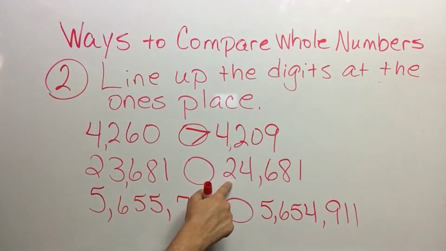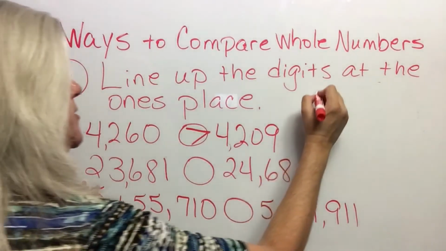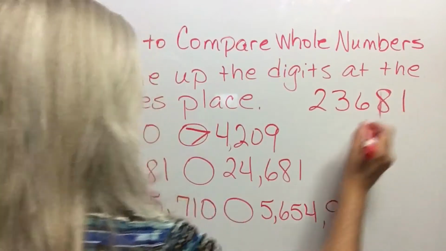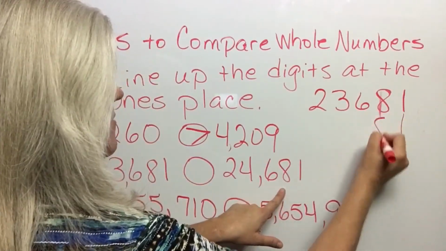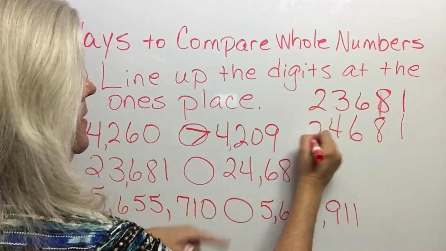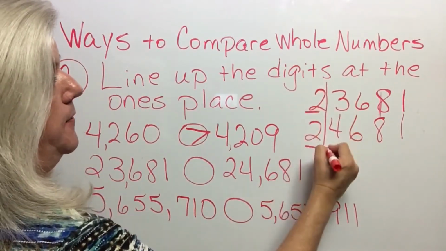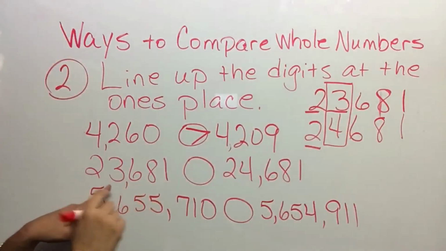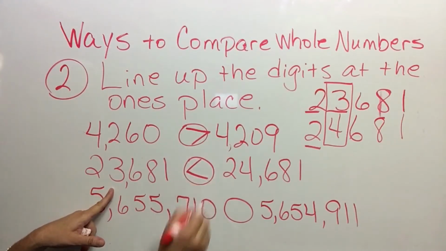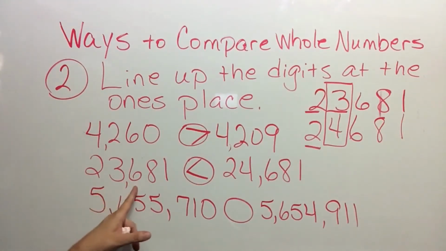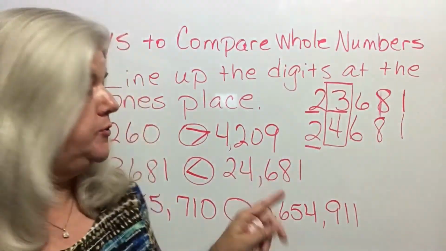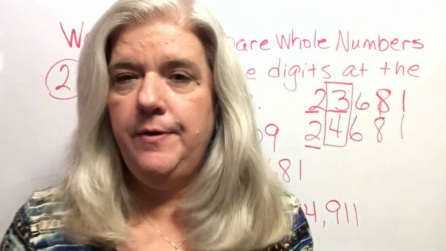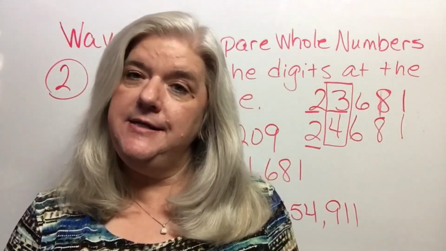Now we're going to compare 23,681 with 24,681. So I'm going to write my numbers. Whoops. And then I'm going to start with the ones and put everybody under the matching. The 2s are the same, but the 3 and the 4 are different. So 3 is less than 4. So 23,681 is less than 24,681. Now, I would like for you to pause the video and try the next one by yourself, and then come back and see if you got it correct.